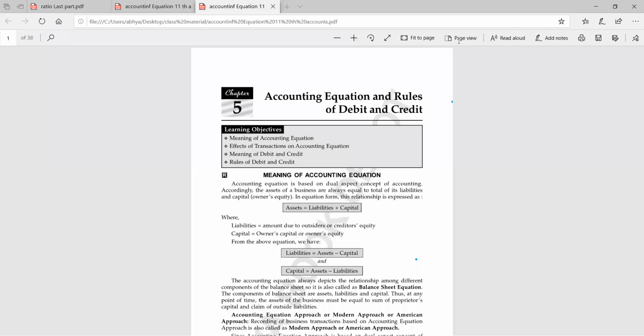Students, 11th class accountancy class, and yesterday we did one numerical of accounting equation. We are doing chapter 5, accounting equation, and yesterday we did just the numerical. Before this I had taken 3-4 introductory classes for this chapter, so we were preparing ourselves for doing numericals.